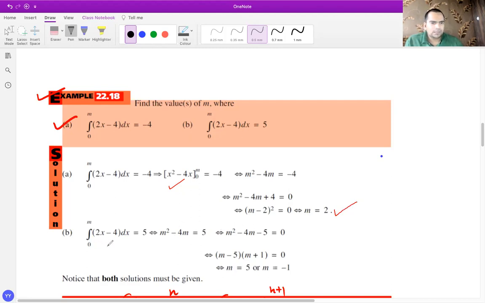Next up is the same thing. Again, the same integral, but the limit now has been evaluated. The value of this has been given as 5. So you get two values of m, which are m is 5 and m is negative 1. So there are two possible answers for the upper limit in this case.